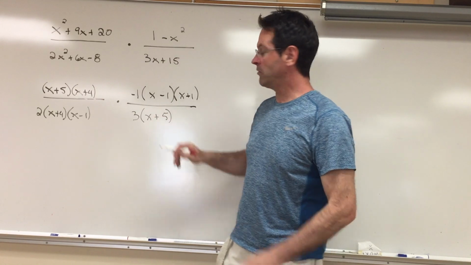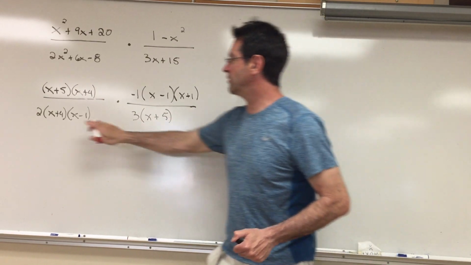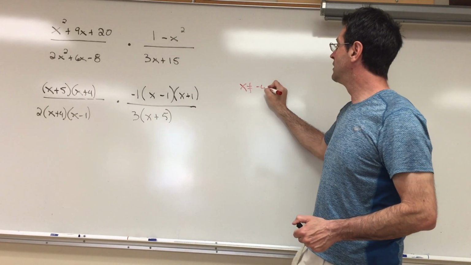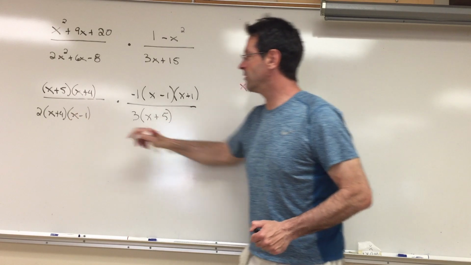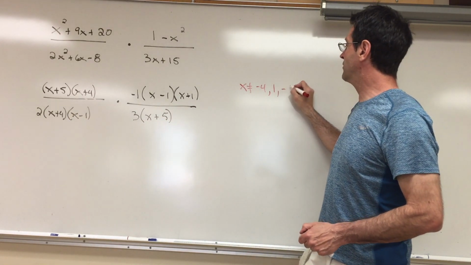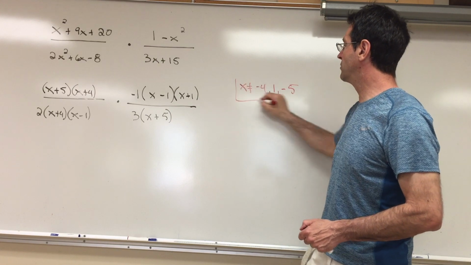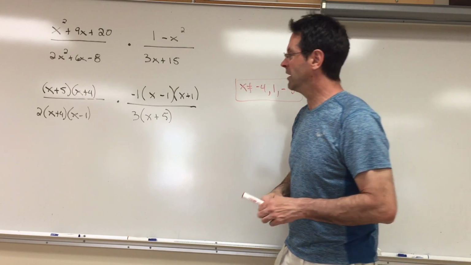We gotta find the non-permissibles first. X cannot equal, from here, -4. From this one, if I put a 1 into x, I'd end up with a 0 in that bracket, so I can't use 1. And I can't use -5 from that one. Those are our non-permissible values. I'd end up with a 0 in the denominator.